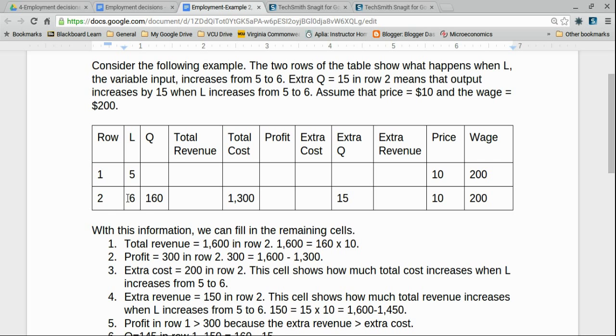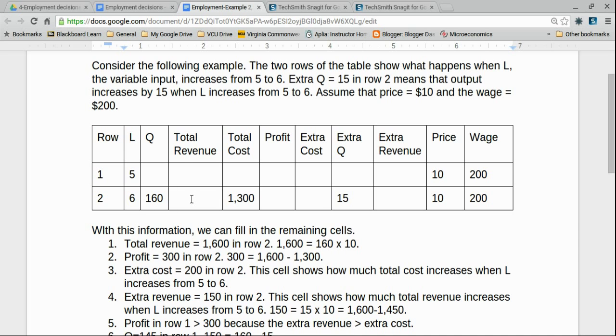I've got a little different quantity here for the second row. So now suppose when L is equal to 6, output is 160, and the extra output generated when L goes from 5 to 6 is 15. We also got a total cost of 1,300 when L is equal to 6. We can complete some of the information in row 2.